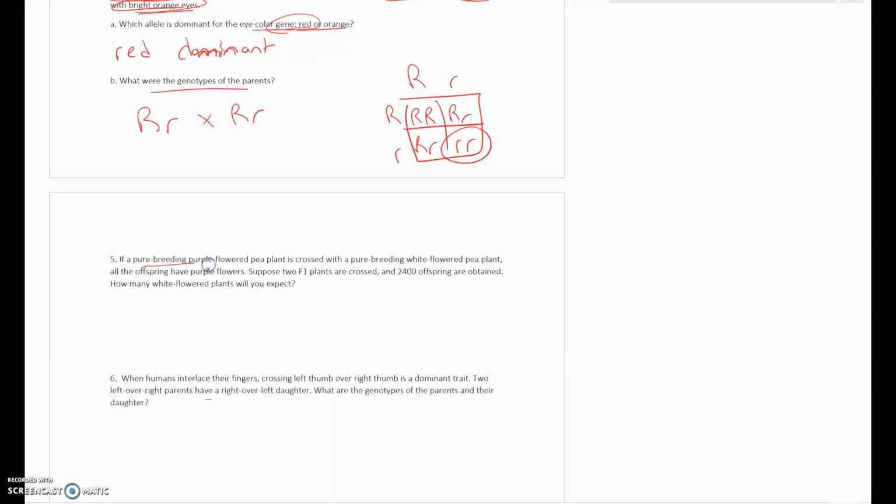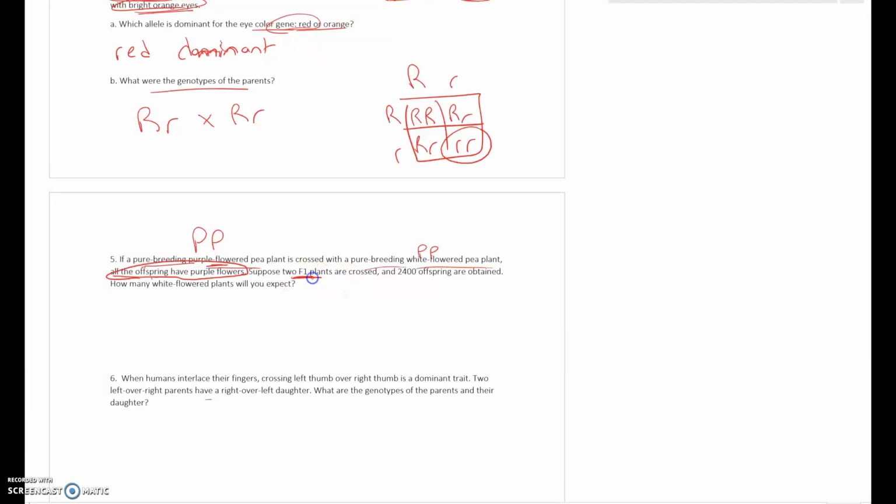If a pure breeding purple flowered pea plant is crossed with a pure breeding white flowered pea plant. So pure breeding, again, is the same thing as homozygous. So we've got a big P, big P, and little p, little p. We have to remember from Mendel here that purple was dominant and white was recessive. And we can also figure that by looking at this question, that all of the offspring are purple. So that tells us right away that purple is dominant.